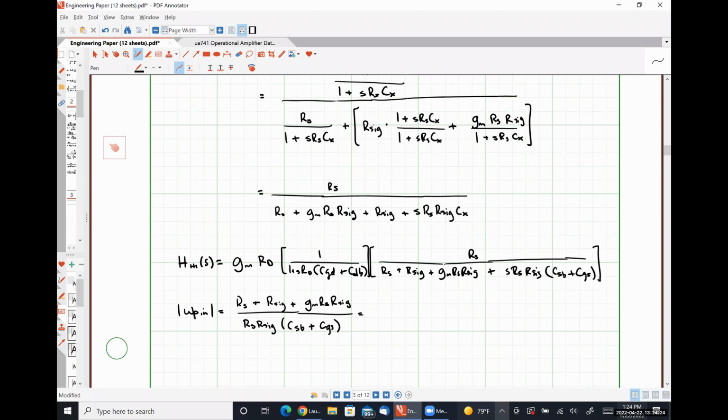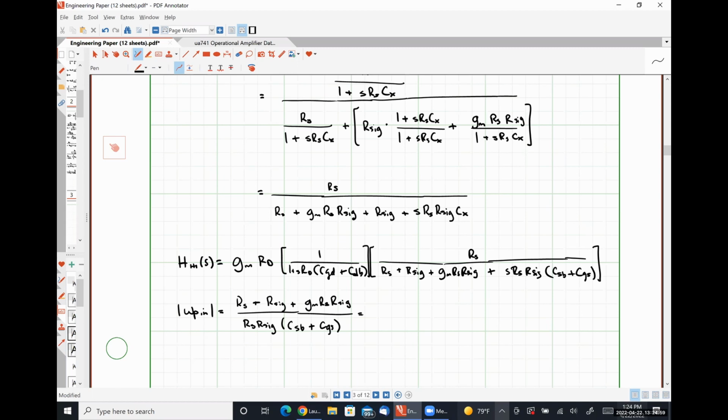What's RS over RS R sig? Okay. What's R sig over RS R sig? All right, so we have 1 over R sig plus 1 over RS. What's GM RS R sig over RS R sig? GM. So we have 1 over RS plus 1 over R sig plus GM, which is RS in parallel with R sig in parallel with 1 over GM, or the inverse of that.